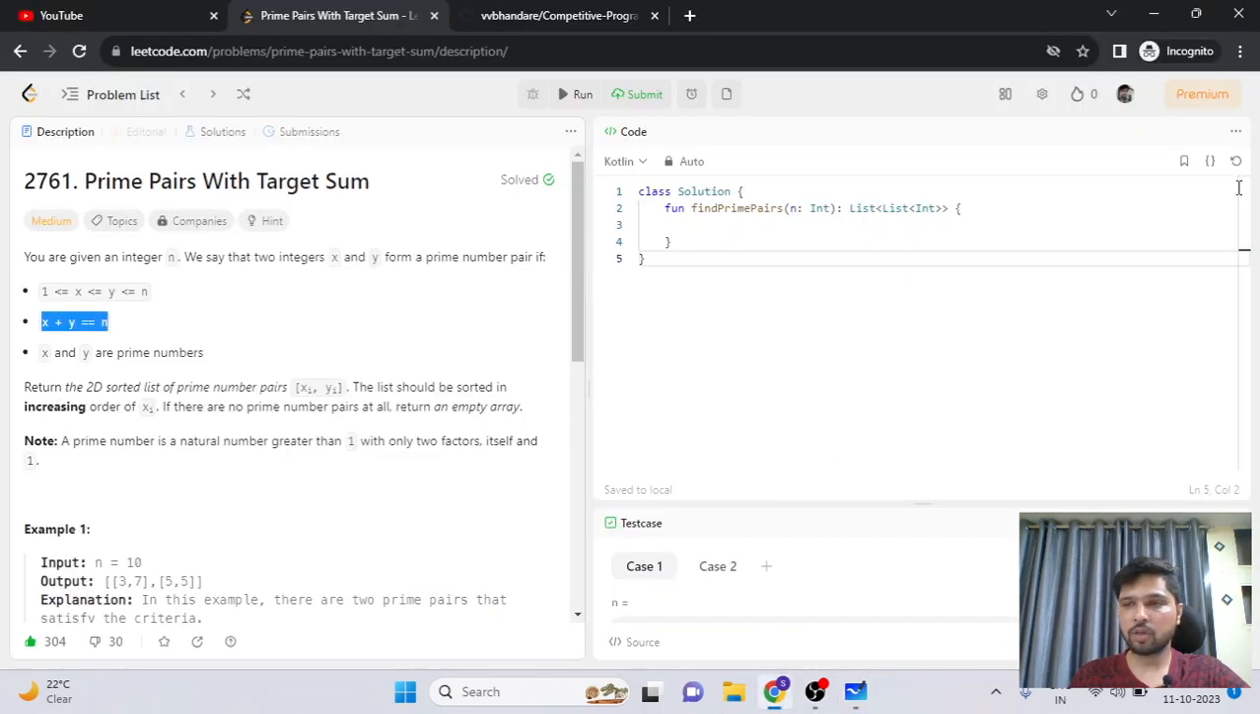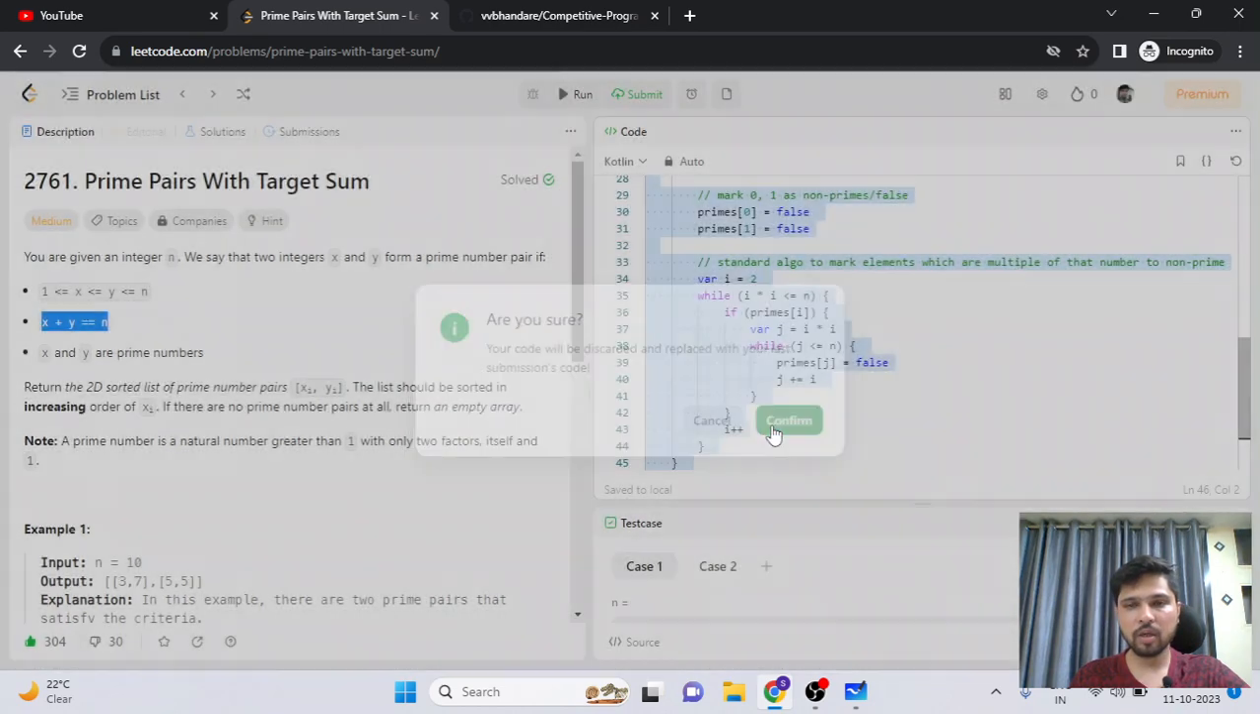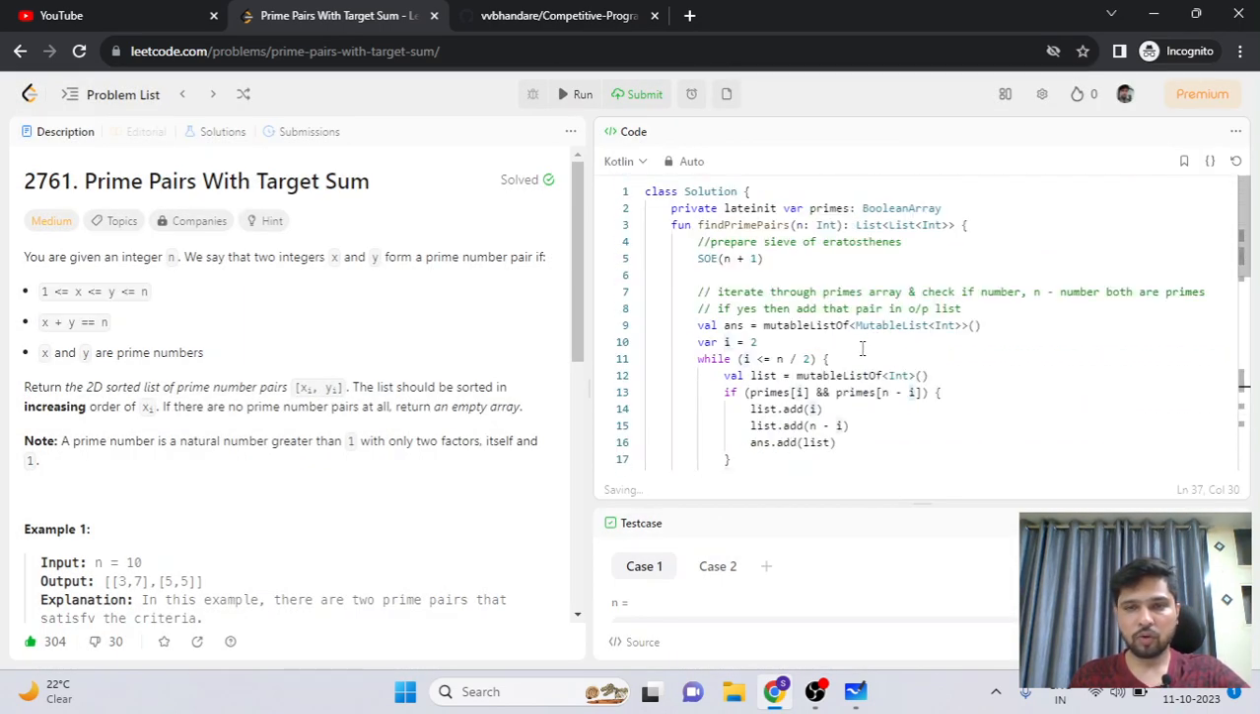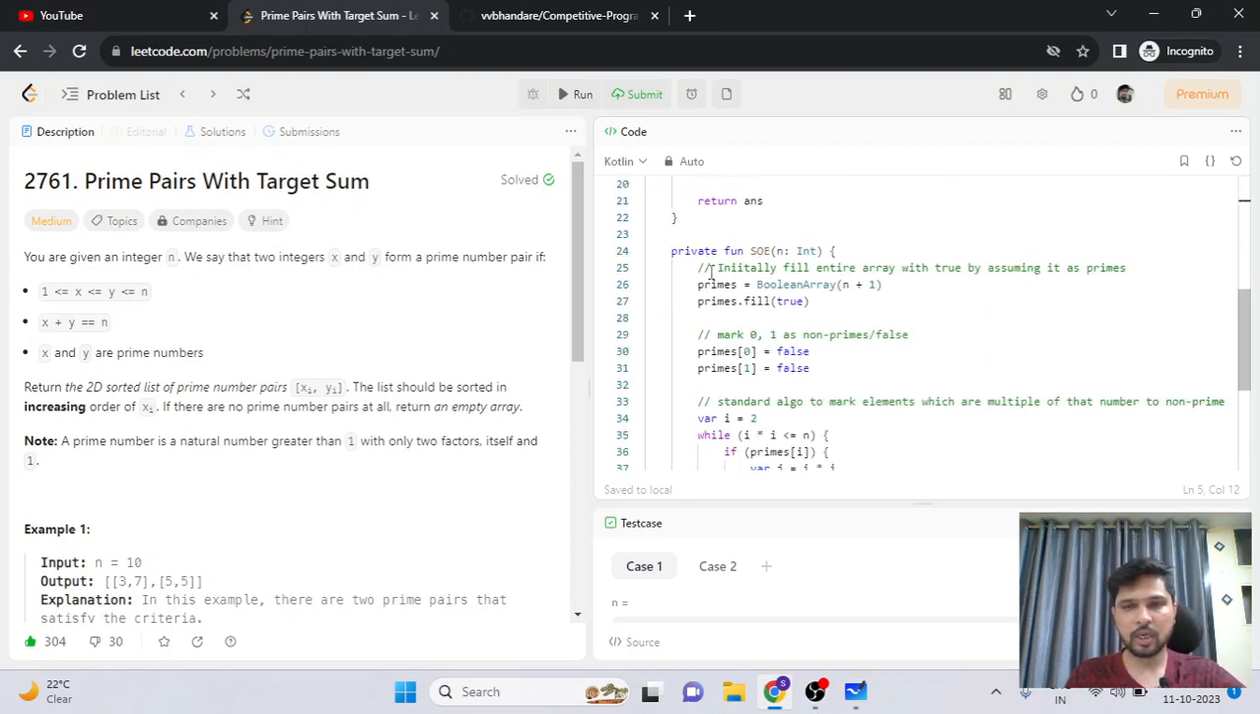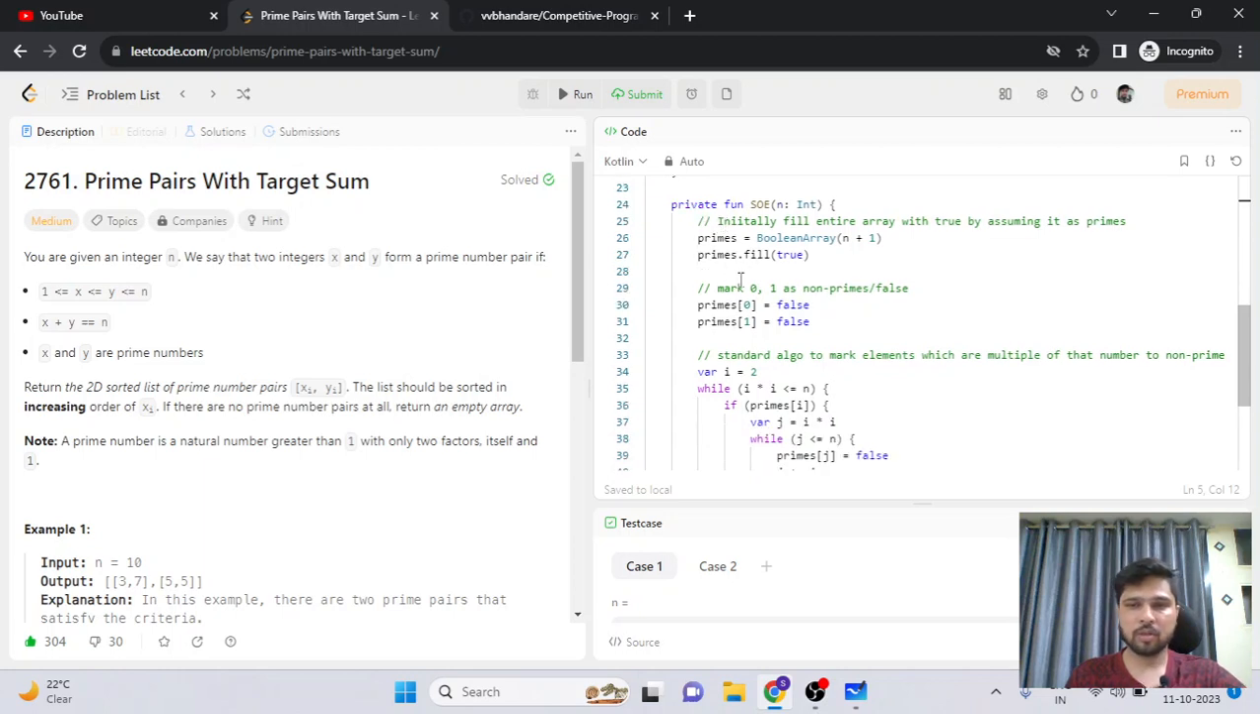So let's quickly look at the code for this problem. First of all, what I am doing here is initializing the boolean array, and here I have a function to prepare the Sieve of Eratosthenes. In this function, this is a standard algorithm. You can find a good amount of blogs over the internet, check out those. Initially we are filling the entire array assuming that all the elements are prime. So this is the first step.